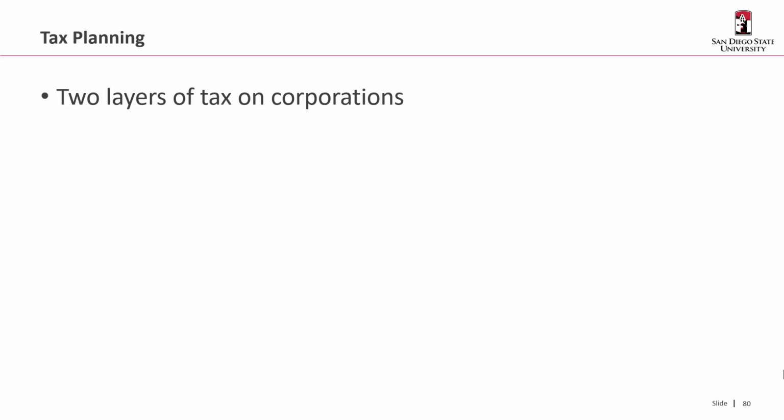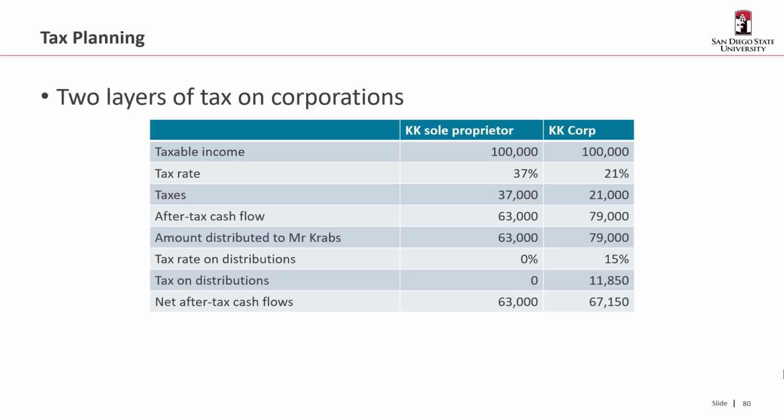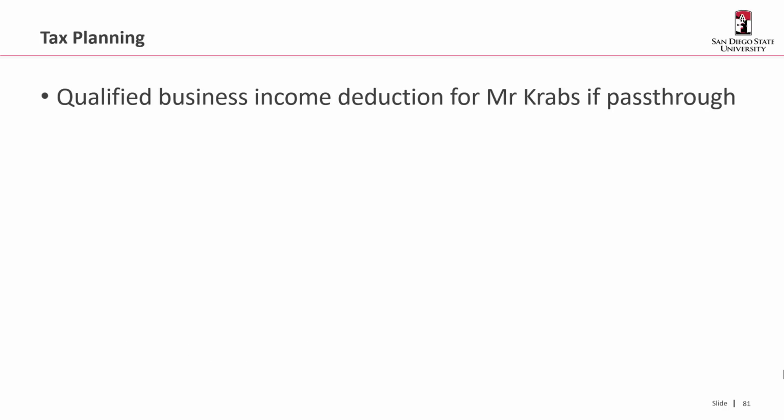But there are, of course, as we know, 2 layers of tax on corporations. So as a result, when that corporation distributes the earnings to Mr. Krabs, he'll pick those up. We're going to assume that he pays a 15% tax rate on qualified dividends. And as a result, he's got to pay tax on that distribution. But still, note that the corporation is still the winner. The net after-tax cash flows for the corporate form are 67, while they're only 63. So even including the double taxation on the corporation, right now it still is winning the race.